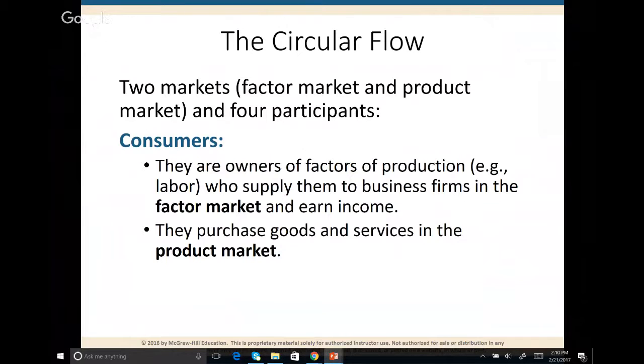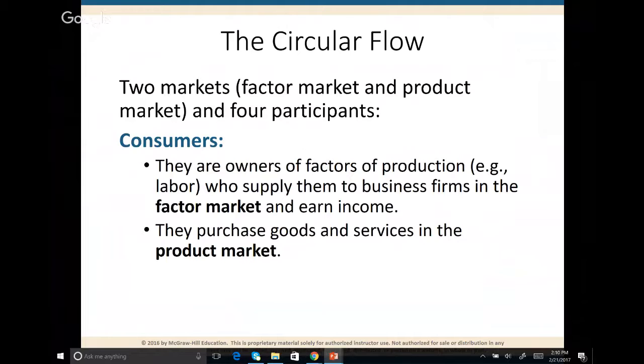So for consumers, our first participant here, we own all the factor productions. For example, labor, you know, who are the laborers? Consumers. So we're both labor and consumer at the same time. We're going to supply our labor to business, so business will buy labor, or hire labor. And at the same time, as consumers, we're going to buy goods and services in the product market.